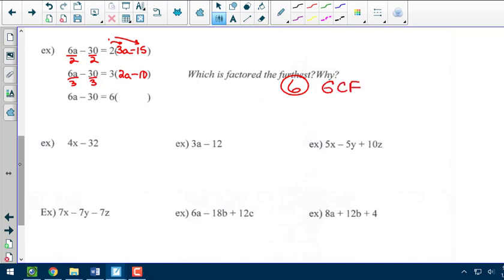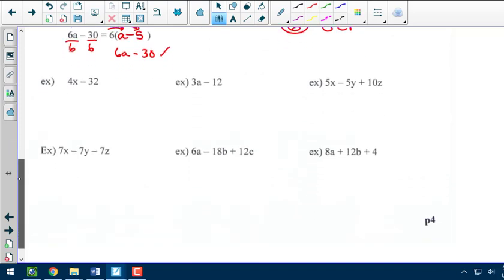So you're going to see it was kind of silly to take out a 2 and a 3, because we always want to take out the greatest common factor. And if I take a 6 out of both of those, I get just a, because 6a divided by 6 is just a, and negative 30 divided by 6 would give me negative 5. And if I redistribute to check did I factor it correctly, I get 6a's and yes, negative 30. There's my little check. So let's practice this.